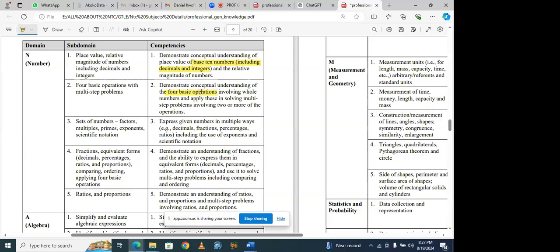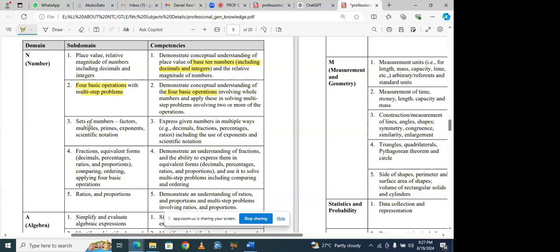All right, so next we'll be looking at the 4 basic operations. So when we say the 4 basic operations, we are simply referring to addition, subtraction, multiplication, and division. But this time around, we are going to apply them in what? Multi-step problems. Is that okay?